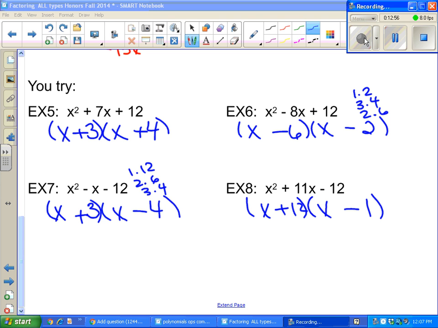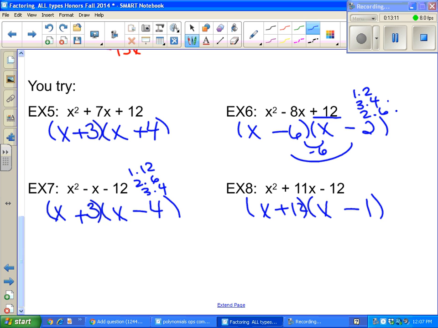All right, these are the answers to 5, 6, 7, and 8. The factors of 12 are 1 and 12, 3 and 4, 2 and 6. Because the last term's positive, I'm going to add to get the middle term, so I need a -6 and a -2, and that's going to give me -8. Okay, mentally do the check step.